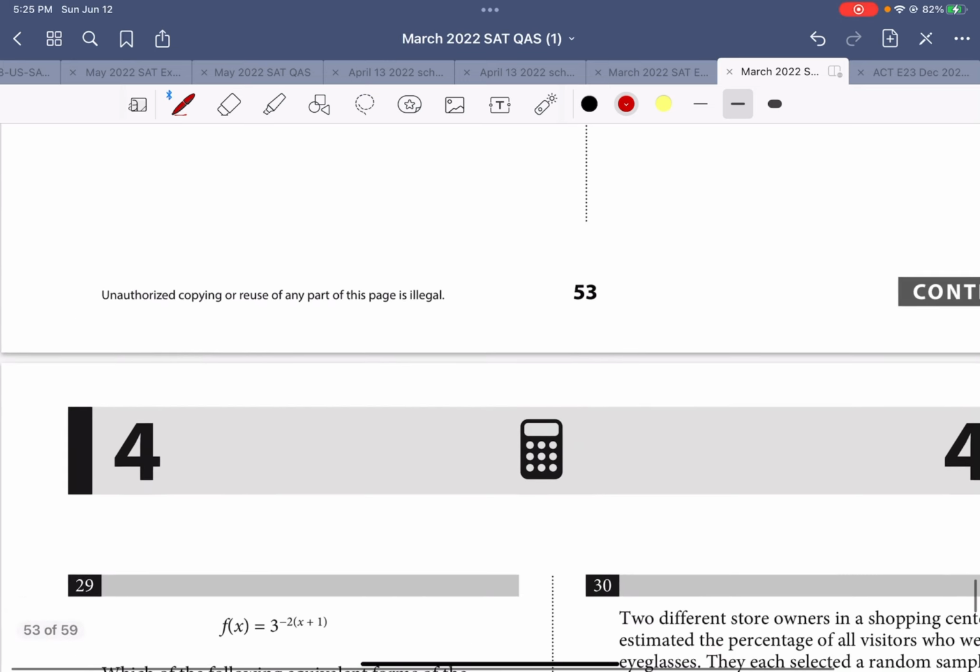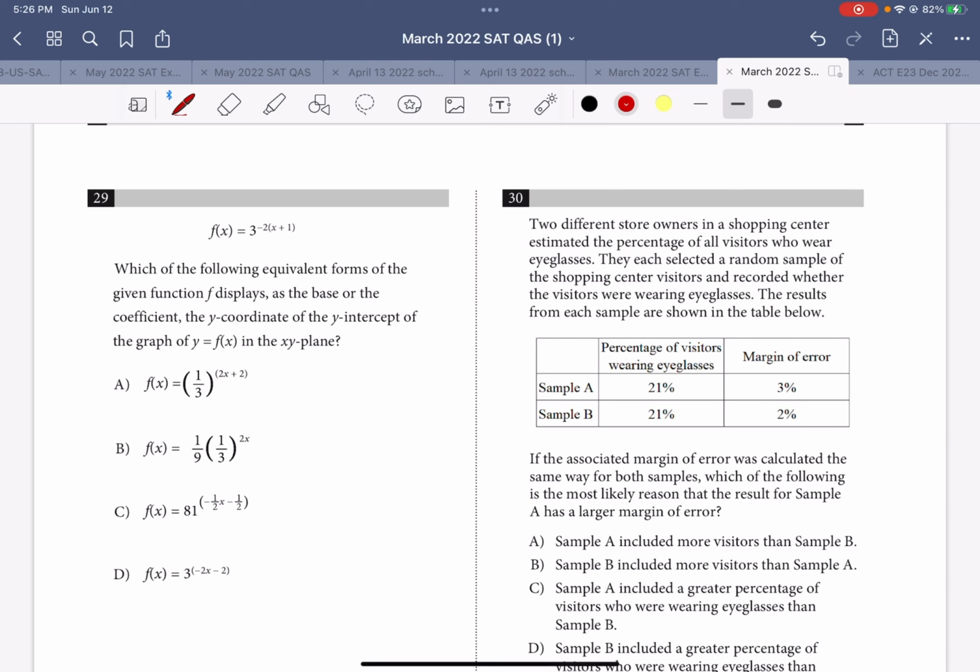Next one, number 29. f of x equals 3 to the power of negative 2 times x plus 1. Which of the following equivalent forms of the given function f displays the base or the coefficient and y-coordinate of the y-intercept? So let's see. What is a y-intercept? Y-intercept means set x equals 0 and then solve for y. Let's do that first.